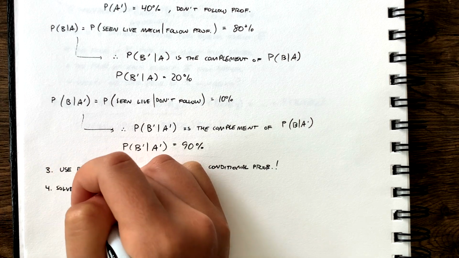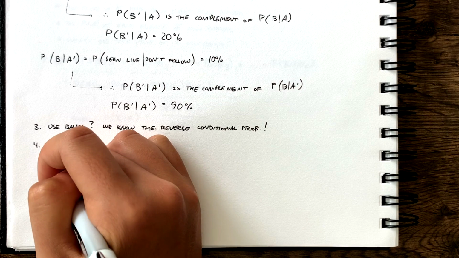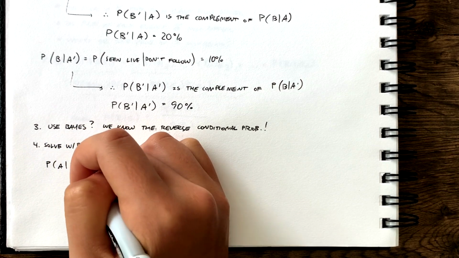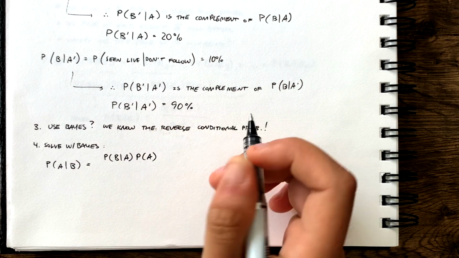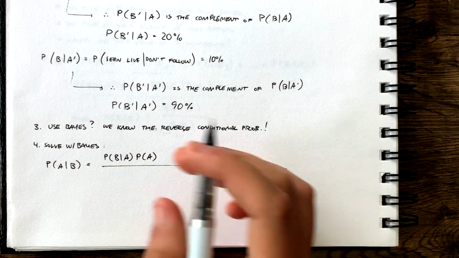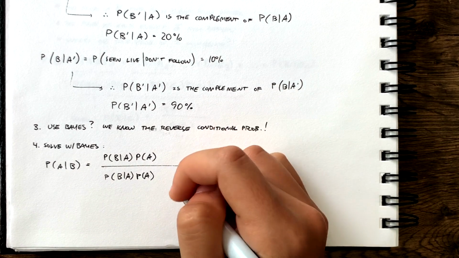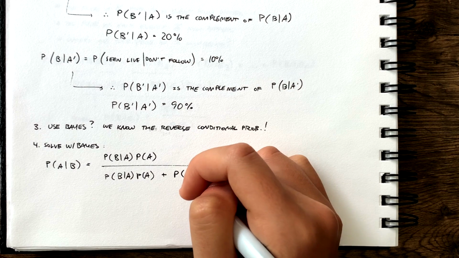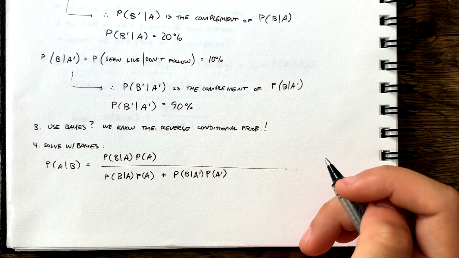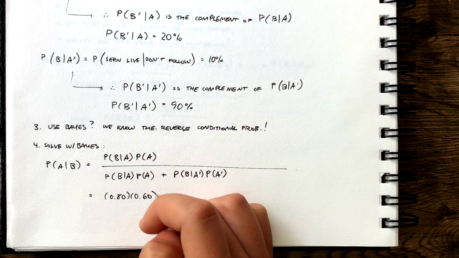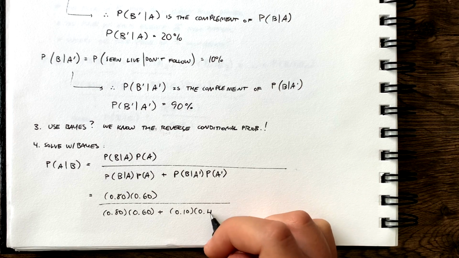So fourthly, let's just solve the problem using our equation for Bayes' theorem. So the probability of A given B is equal to the probability of B given A times the probability of A, which is the probability of the event occurring, all over the total probability of the sample space of B. So that'll be the probability of B given A times the probability of A, plus the probability of B given A complement times the probability of A complement, or the complement of A. So let's plug in the values that we know, and we'll solve out to get some number less than 100%.